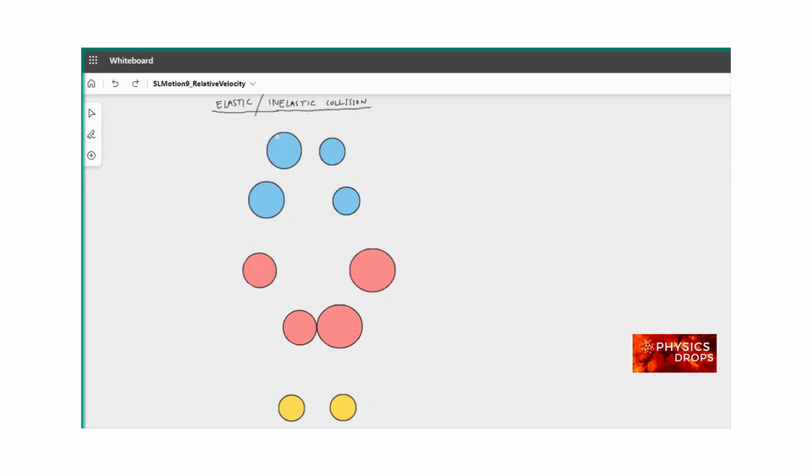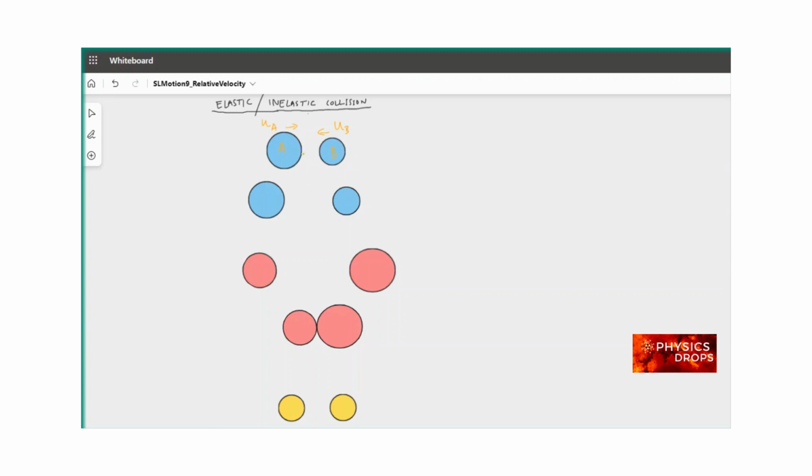As shown here, you can see a couple of blue spheres. Let's assume that they are balls made of rubber, and let's call this ball A and this ball B. When these two spheres collide, they are moving towards each other with velocities, let's say UA and UB. The initial velocity of A is UA, and the initial velocity of B is UB.